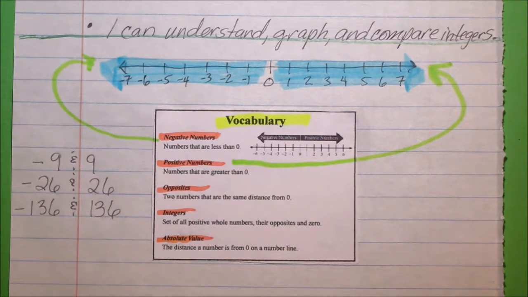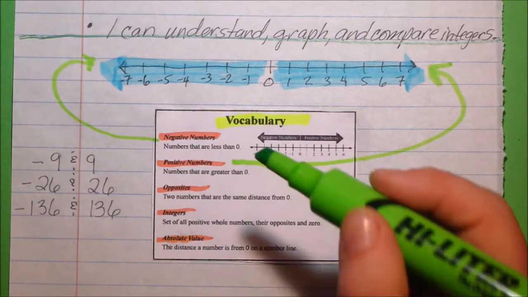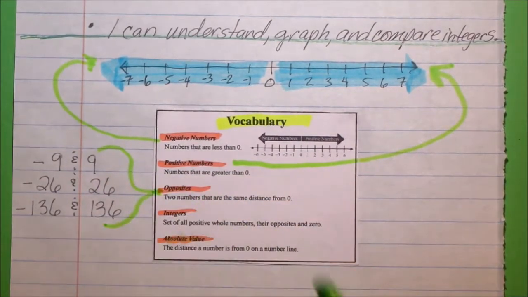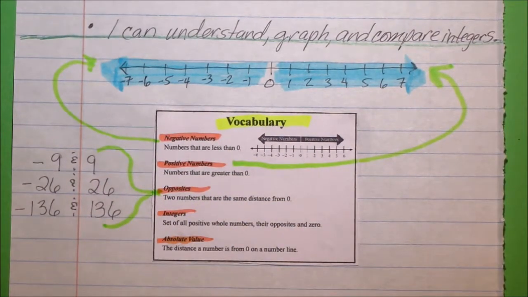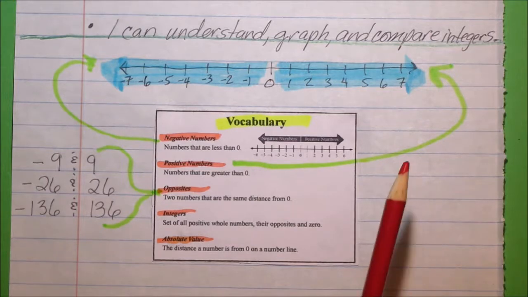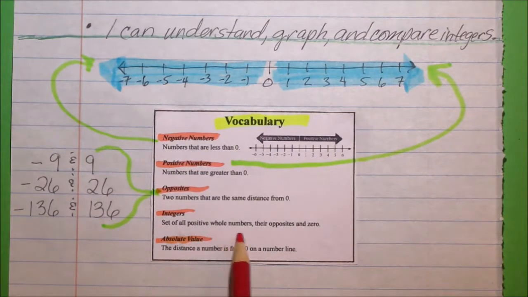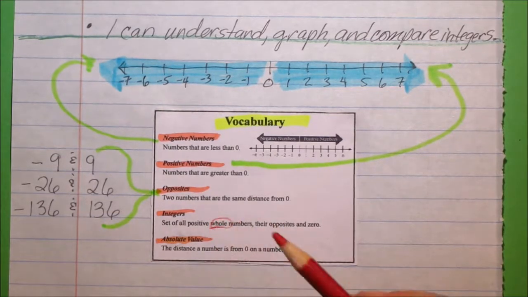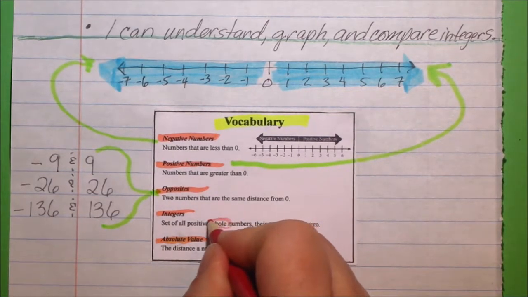All right, so that's generally pretty easy to get. And so we'll put this over here for opposites. There's our examples for opposites. Now, what are integers? Okay, well, integers are, let me get my red pencil out here real quick, the set of all positive whole numbers, their opposites, and 0. All right.